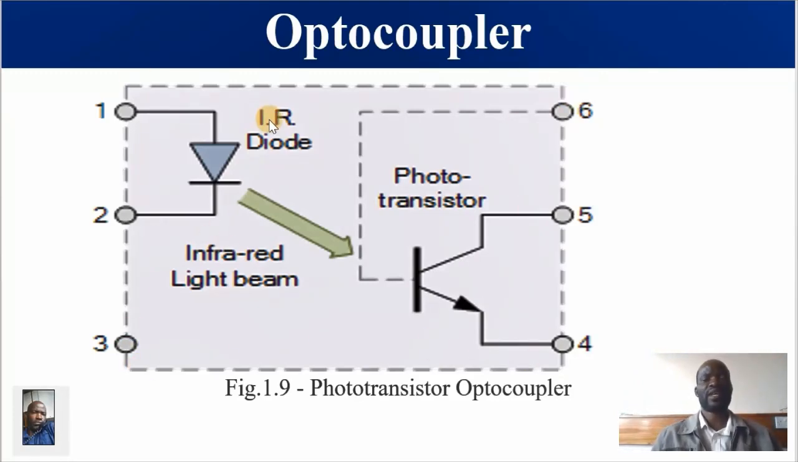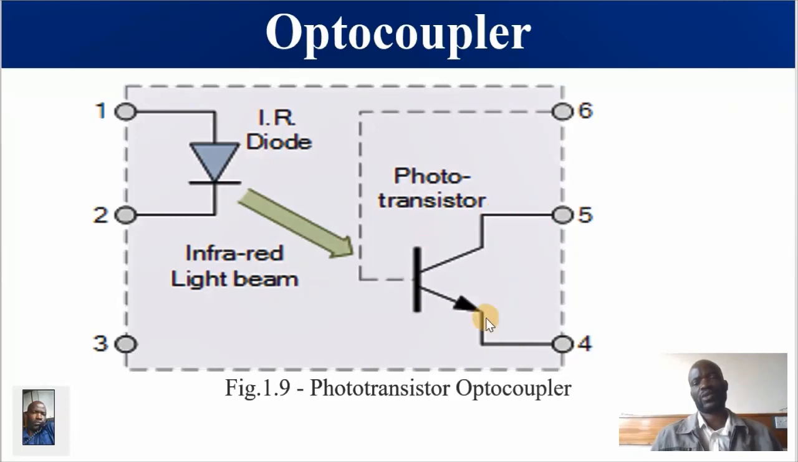As you can see, IR stands for infrared, which means you cannot see this light. So it's an infrared diode, which means it is a light emitting diode, and it is emitting this light which is not seen, and it's called an infrared beam. This is the same as the light that comes from your remote control to your hi-fi or to your television.